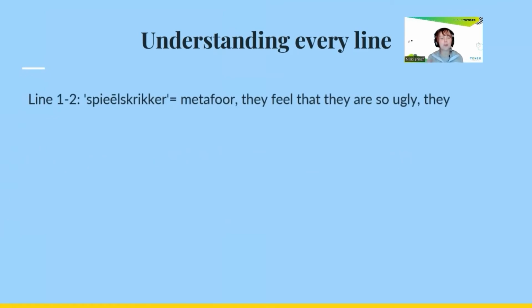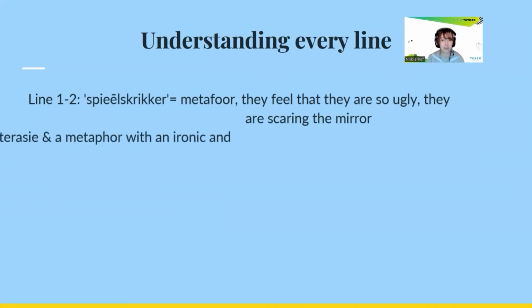So in line 1 or 2, they are saying that they are like a speelskrikker. So what is speelskrikker? So it means speel is mirror, and if you skrik for something, you get a fright. So they are saying that they feel so ugly that they are actually scaring a mirror. Can you imagine how poorly you have to feel about yourself if you're saying that you are frightening to a mirror? So it already paints a picture of this character, and you're starting to really empathize with them.